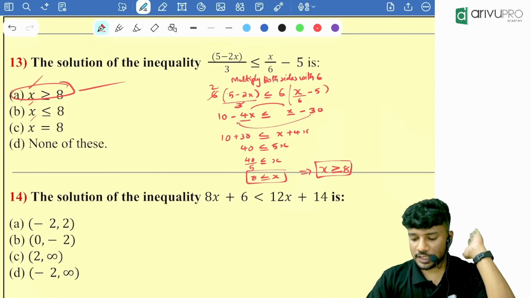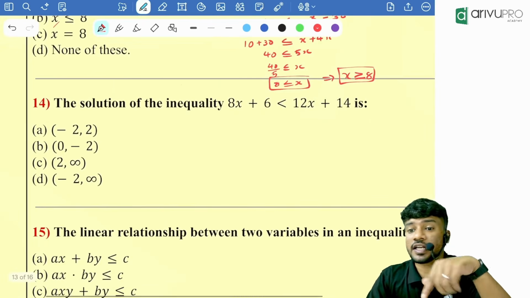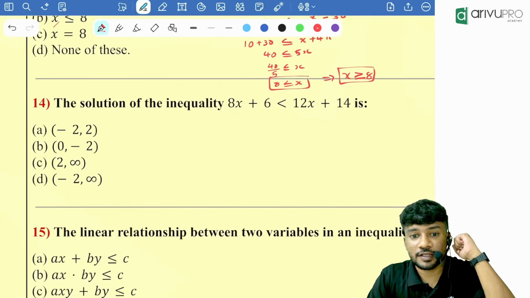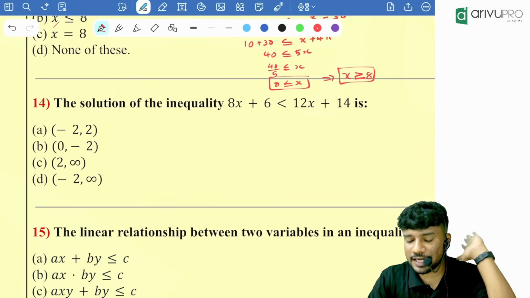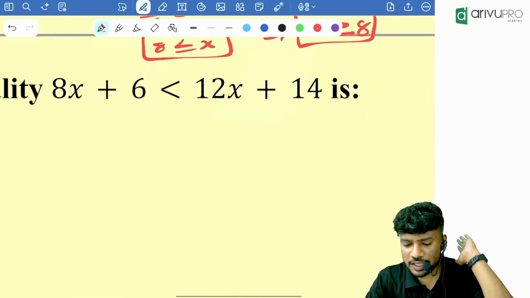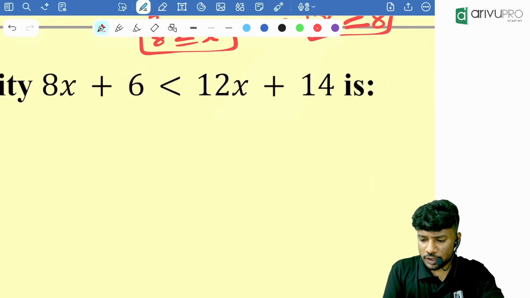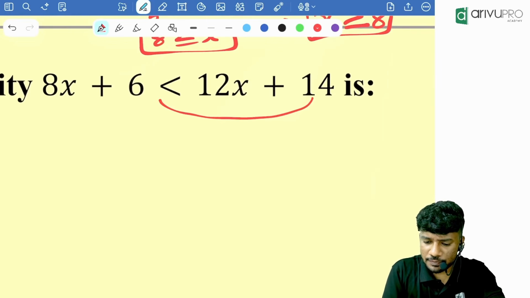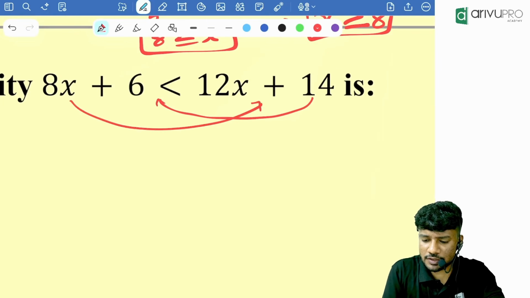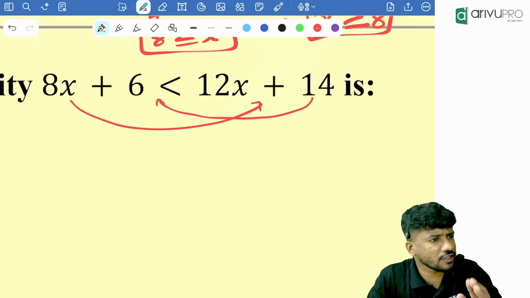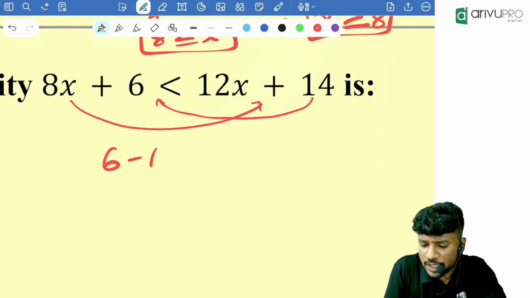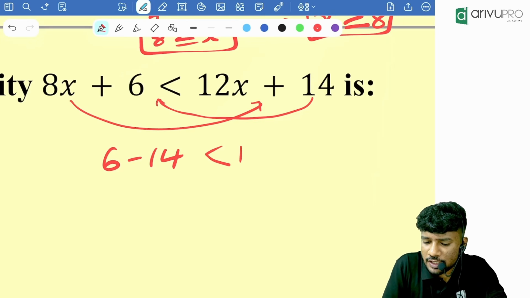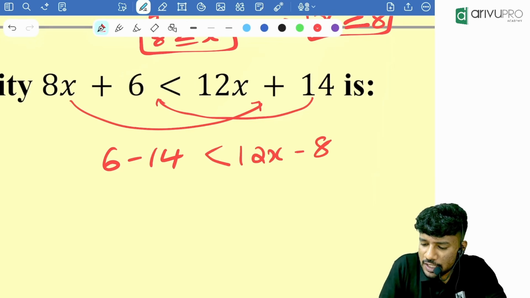Yes, perfect. Next question. Is there any denominator? No denominator, right? It is direct. How to go about it? Rearrangement. You will do what? Take 14 to this side and 8x to the other side. Completely your choice. Whichever way you want to transfer, you can transfer. That means 6 minus 14 less than 12x minus 8x.